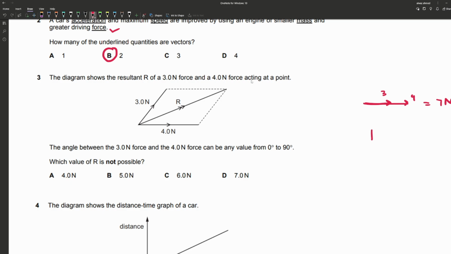Now for the lower bound, in case the 3 Newton force acts in this direction and the 4 acts in this direction, we can use the Pythagoras theorem to find the length of our R vector, and that's going to be 5 newtons. So we know that our calculated force has to be between 7 and 5 newtons. It cannot be more than 7 and it cannot be less than 5. So 4 is not a possible answer.